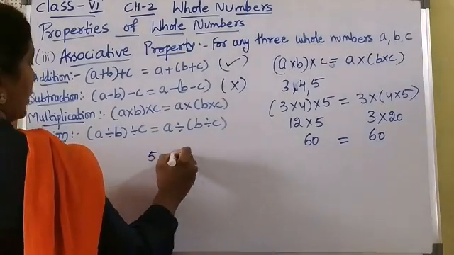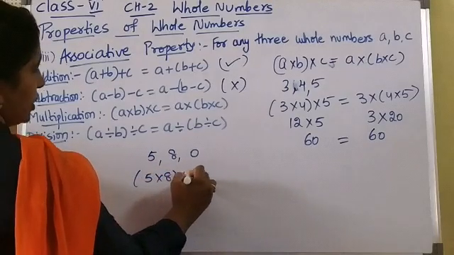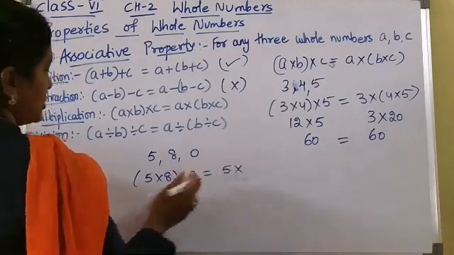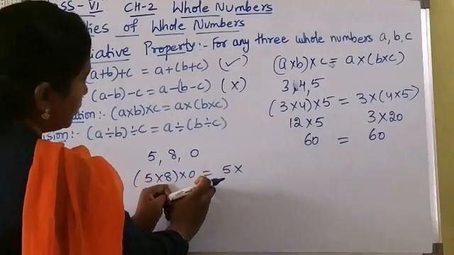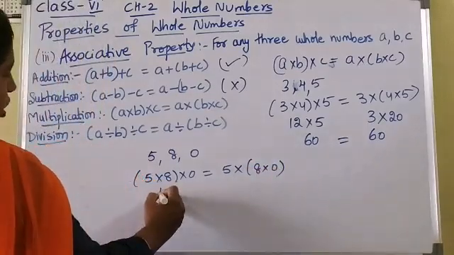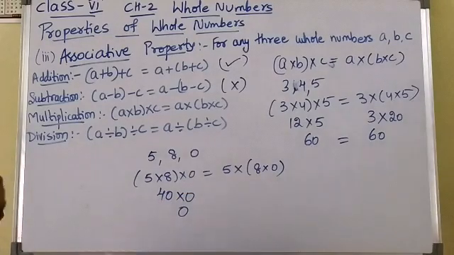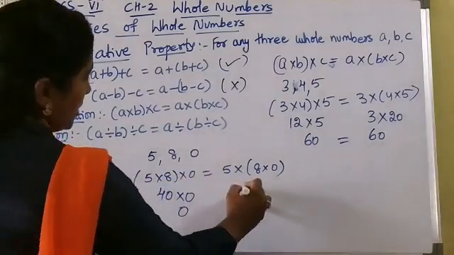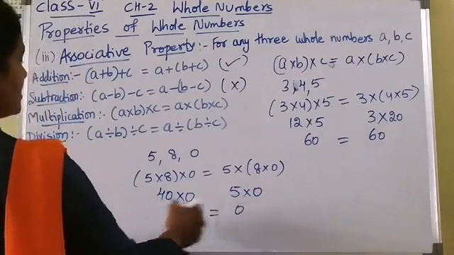Okay. Take 5, 8, 0. If you take (5 × 8) × 0 equal to 5 × (8 × 0), for these two numbers, the bracket I am shifting to the other two numbers. Now 5 eights are how much? 40. 40 into 0 gives you 0. 0 into any number gives you 0. Coming to here, 8 into 0 is how much? 0. So 5 into 0 is 0. So you are getting the same answer.